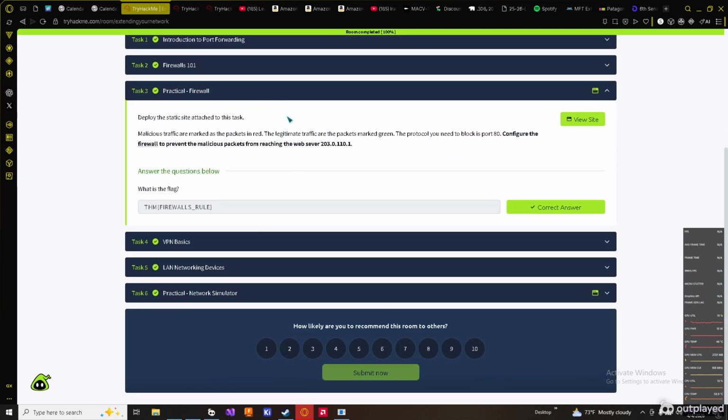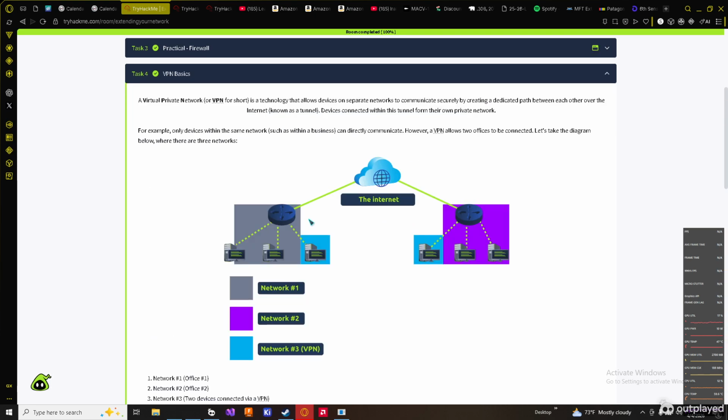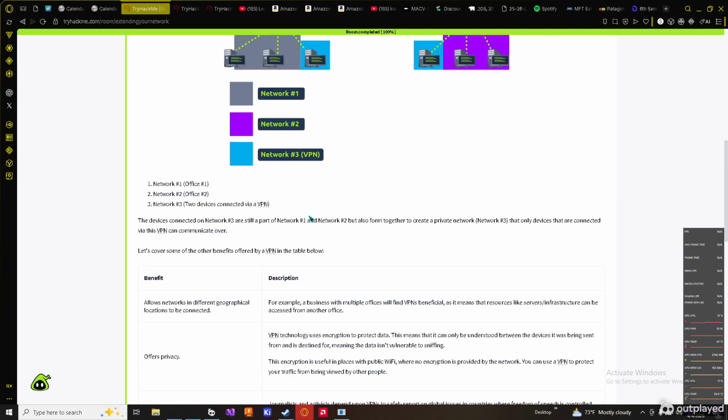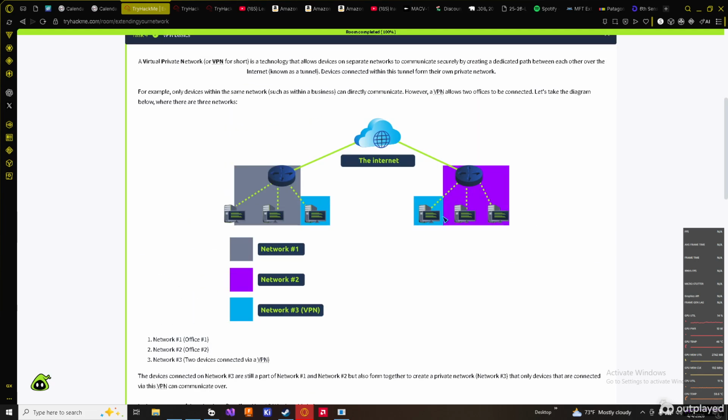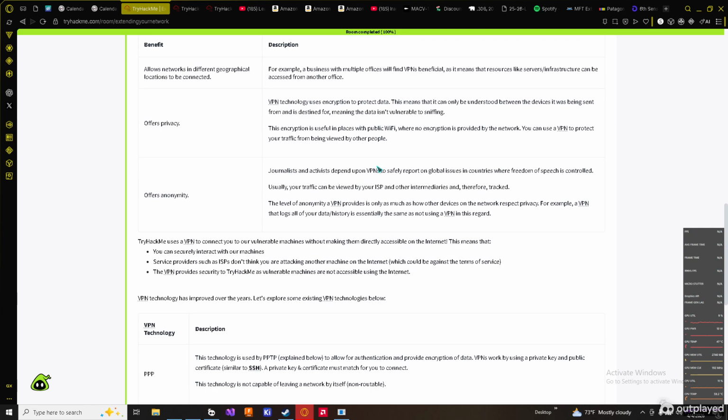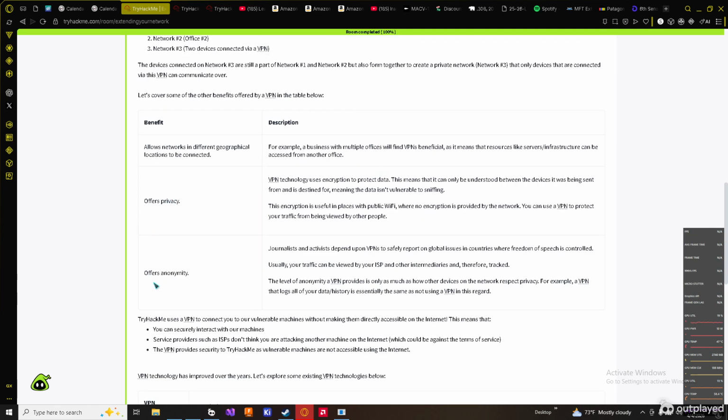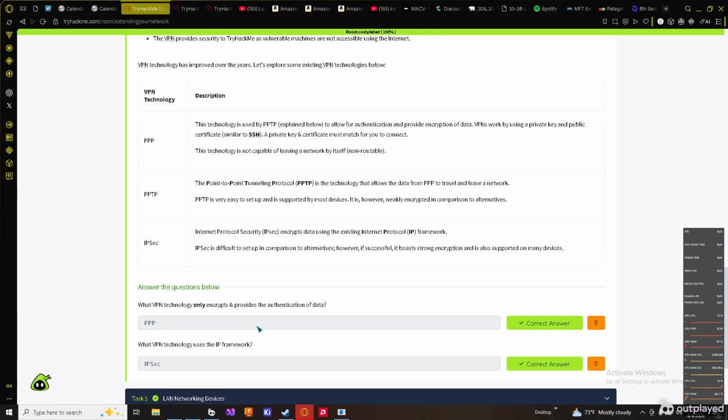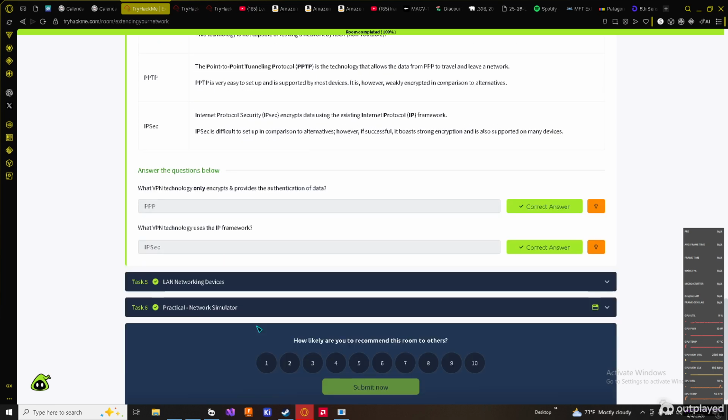Then it gives a little game as to how a firewall works. VPNs. This is the segue into the VPN portion. It explains what a VPN is. So you're on the internet, you use a VPN, and it just separates you from the rest of the flow of traffic on the internet. Basically, that is what it does. It offers privacy and anonymity. Basically, it keeps you out of the eyes of the people that are watching the traffic.